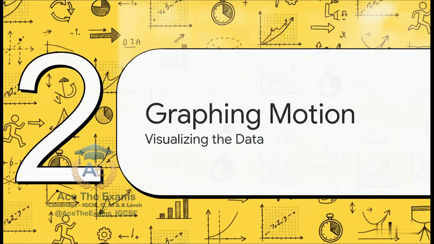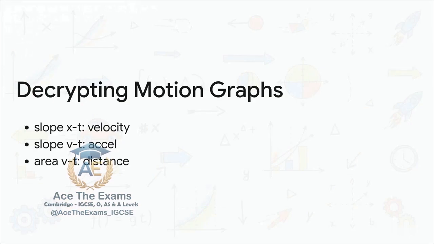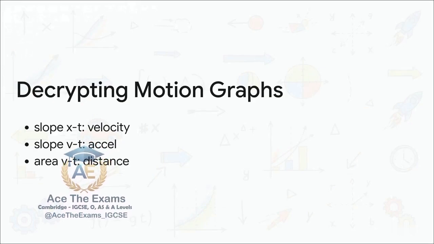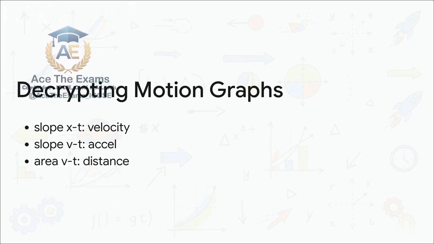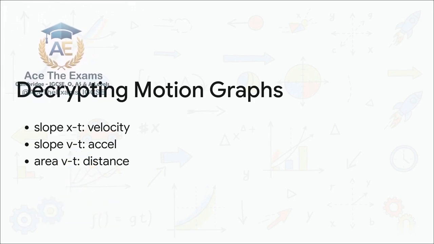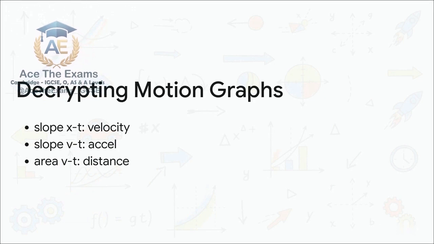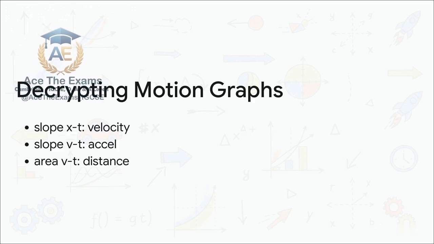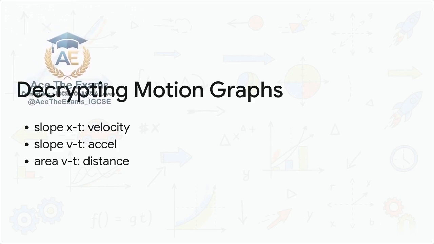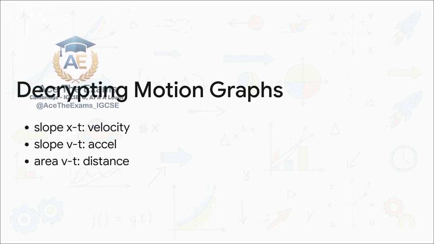Moving right along to section 2, graphing motion and visualizing the data. So, how do we take all these abstract concepts and actually picture them? Well, the cool thing is, a motion graph is basically telling you a hidden story. If you're looking at a graph showing displacement on the vertical axis and time on the horizontal axis, the steepness or the gradient of that line gives you the exact velocity. You just draw a tangent to the curve, find its slope, and boom, you've got your instantaneous velocity.